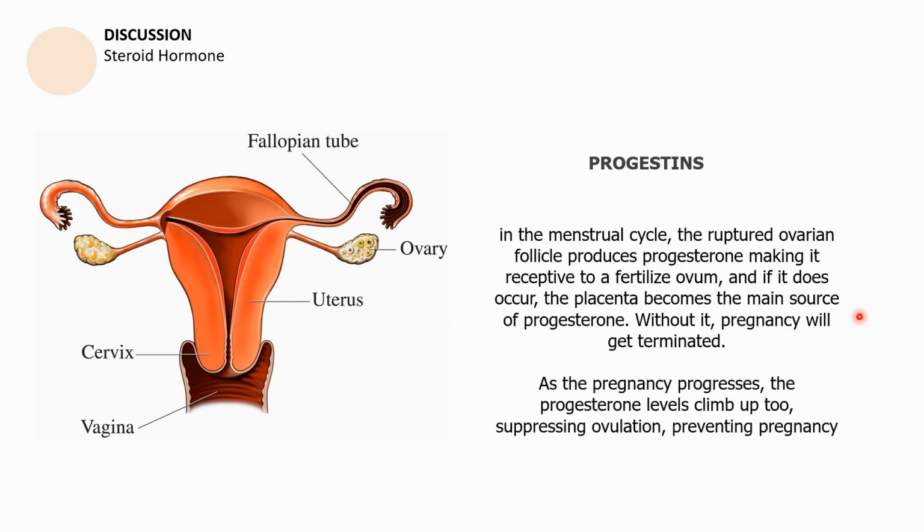In the menstrual cycle, ang isang ruptured ovarian follicle produces progesterone, making it receptive to a fertilized ovum. And if it does occur, the placenta becomes the main source of progesterone. Dun concentrated yung hormone na to. Without it, pregnancy will be terminated. Now, as the pregnancy progresses, yung progesterone level, nagka-climb up din siya. Kaya nga, nasusuppress yung ovulation.